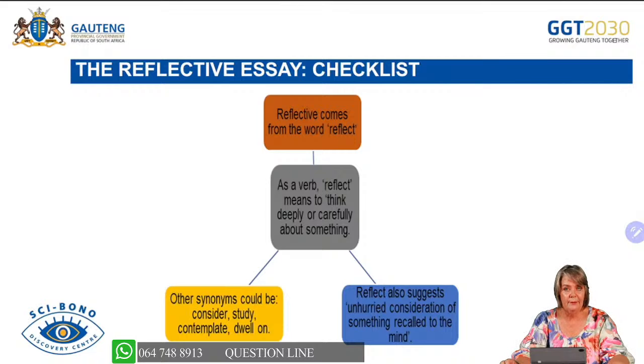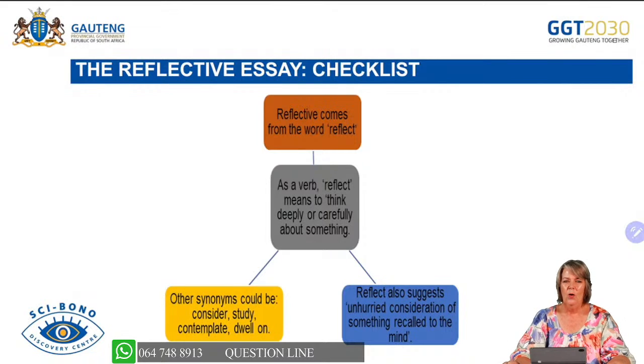So reflective comes from the word to reflect. And as a verb, reflect means to think deeply or carefully about something. Another synonym could be to consider, to study, to contemplate, or to dwell on. Reflect also suggests unhurried consideration of something recalled to the mind.